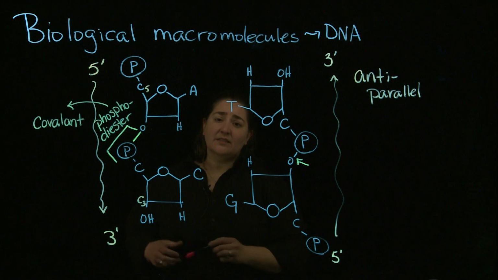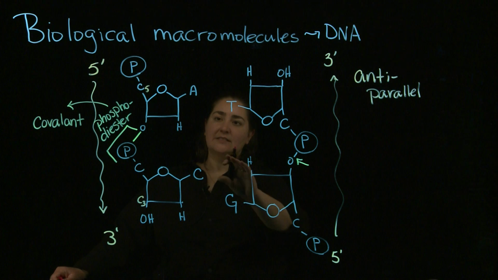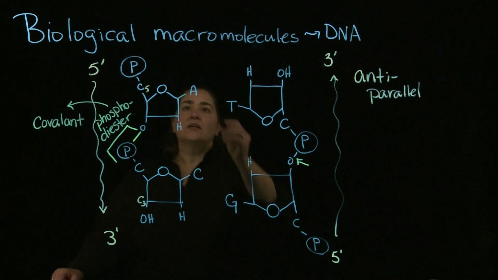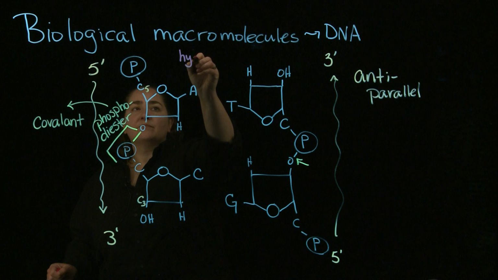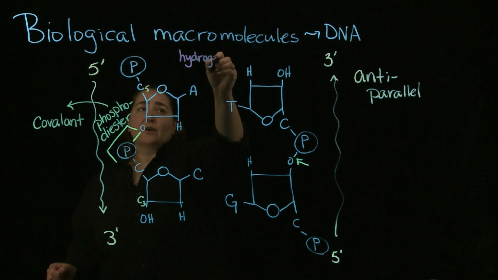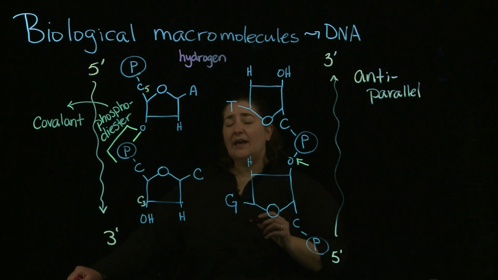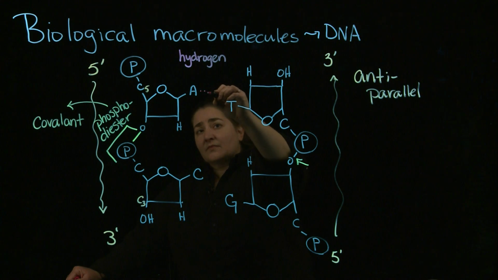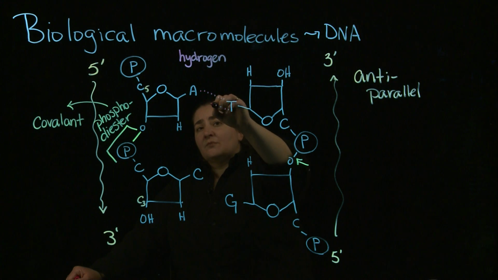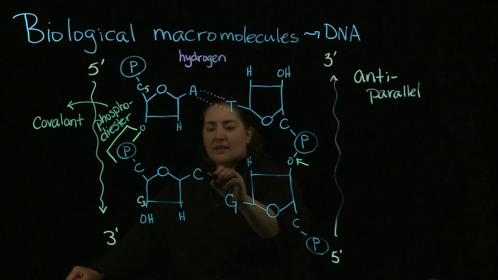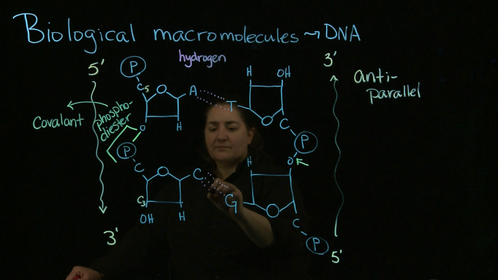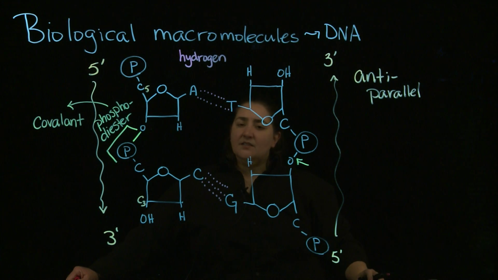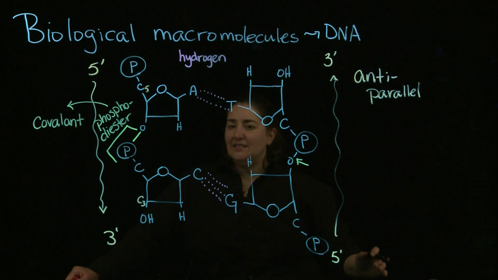The other type of bond that's going to be important with your DNA double helix is a hydrogen bond. We're going to have hydrogen bonding that's going to occur in the middle. I'm going to draw the hydrogen bonds here as dots, because hydrogen bonds are not a very strong type of bond, so it doesn't take quite as much energy to pull them apart.